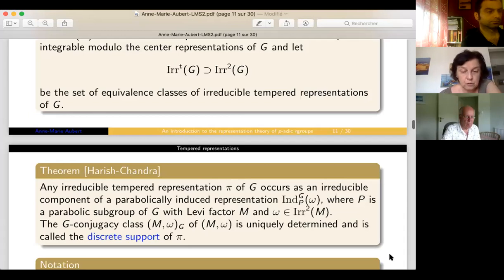from a pair M, omega attached to a parabolic subgroup P and a square integrable mod center representation omega of the Levi of P. And also the G-conjugacy class of this pair M, omega is uniquely determined, and it's usually called the discrete support of a representation pi.